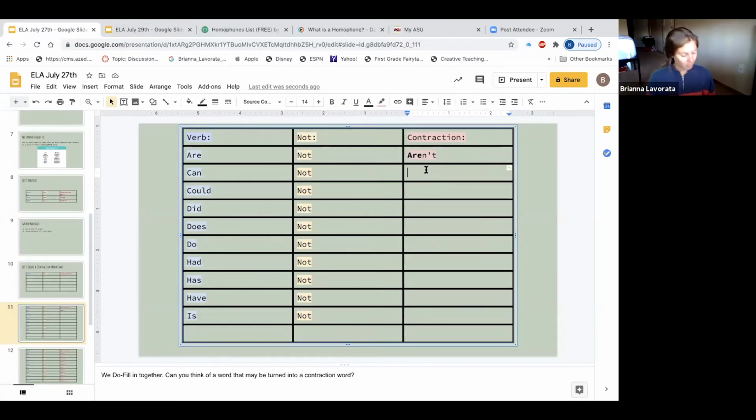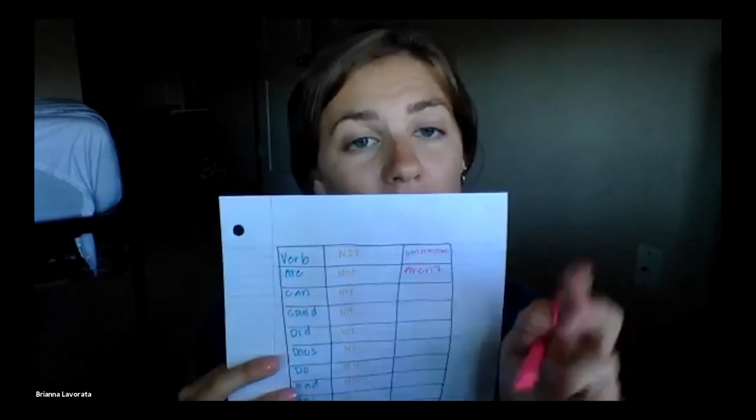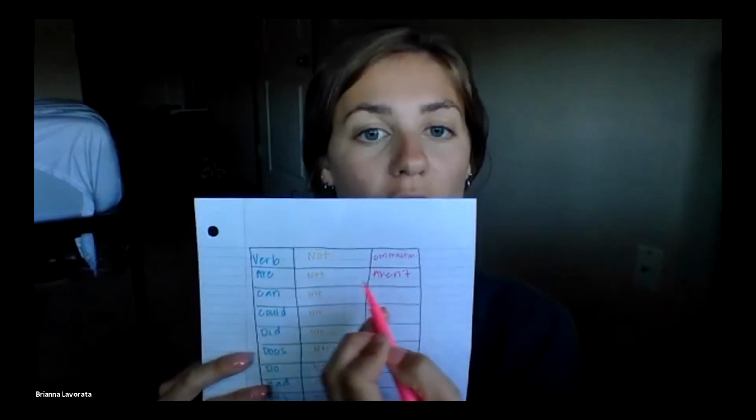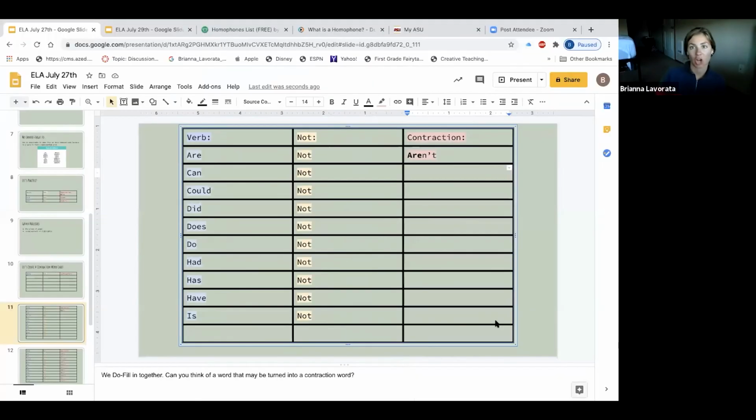On your paper, I will model the first few for you. Write this contraction word in your chart. Just like this. So we have the word are, not. We are combining those 2 words to create aren't. All right, now we're going to move on to our next one. It says cannot. Okay, I cannot clean my room today, right? That is how we use that word cannot.